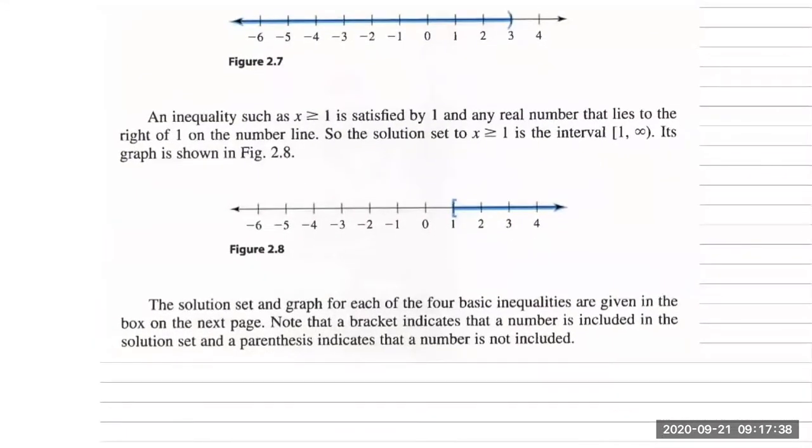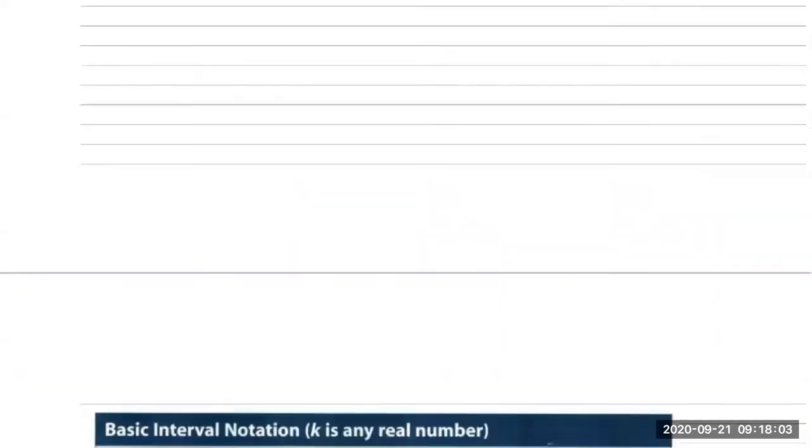Like you see here, x is greater than or equal to 1. It includes that 1, so there's a bracket on that 1, and then it goes to +infinity, so there's a parenthesis on the +infinity. With these, as long as your variable comes first with your inequality, it tells you the way to draw your line on your number line. So if the variable comes first, the way that your sign points is the way that your line will run.